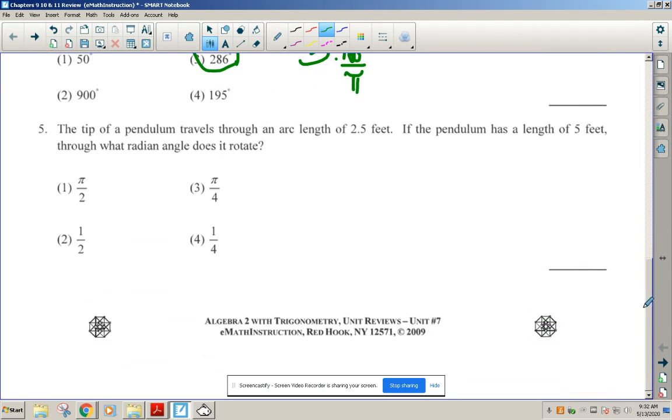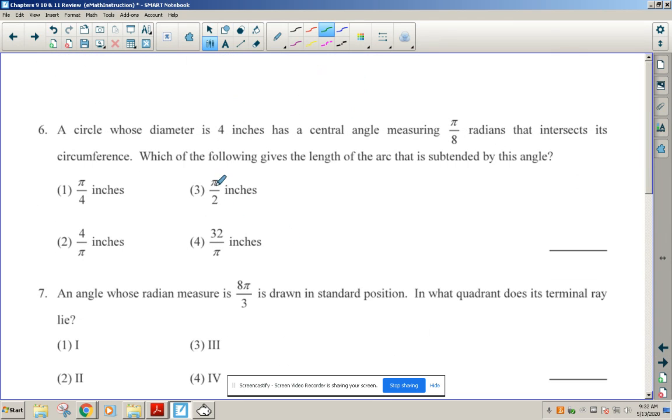So we get to number 6 now. A circle whose diameter is 4 inches, so here's a circle. My diameter is 4 inches, which makes my radius 2 inches. So I'm only going to label the radius. And it has a central angle, so here's my central angle, and I know I'm the worst artist in town with this mouse, but here's my angle, pi over 8 radians. Which of the following gives the arc length?